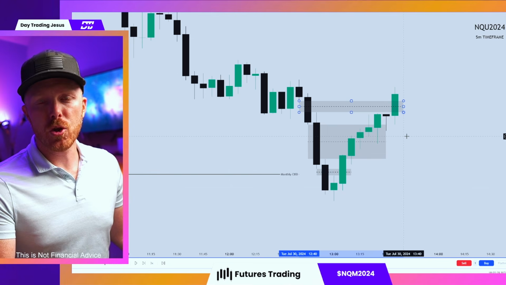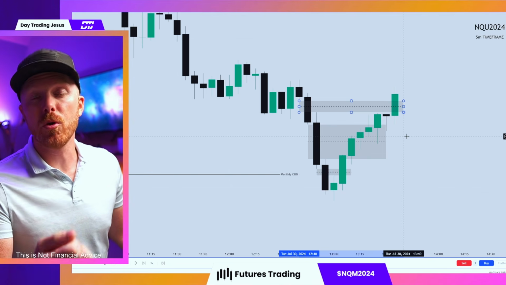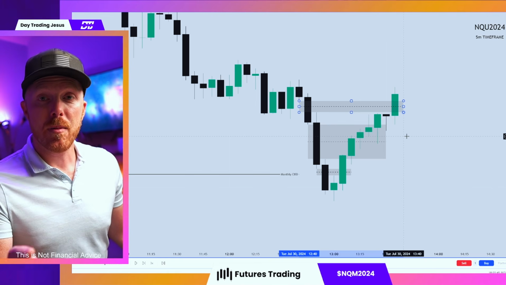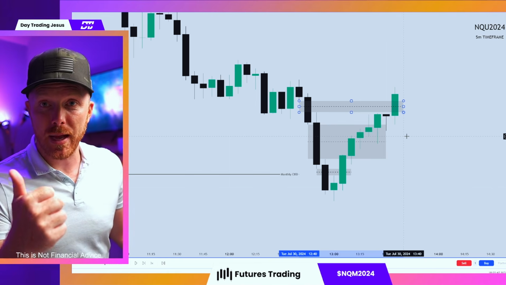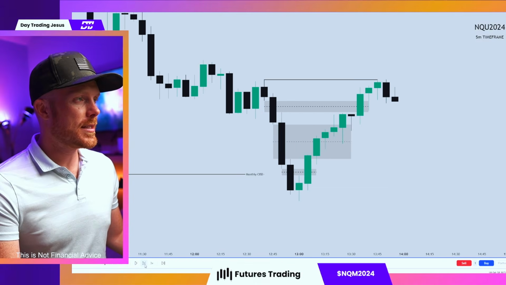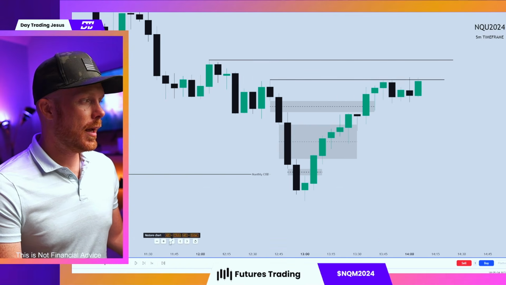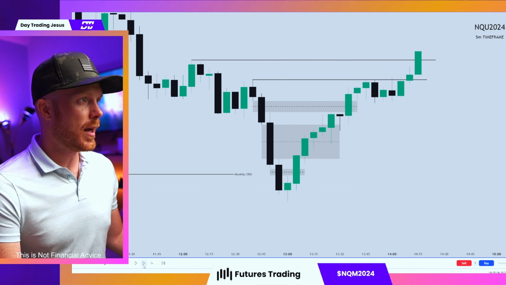Now, we assume when a fair value gap is violated that price wants to start moving in the opposite direction and begin to run towards an imbalance or liquidity. If we play this out, we can see price ends up running higher into that swing high here and ultimately running this swing high right here.